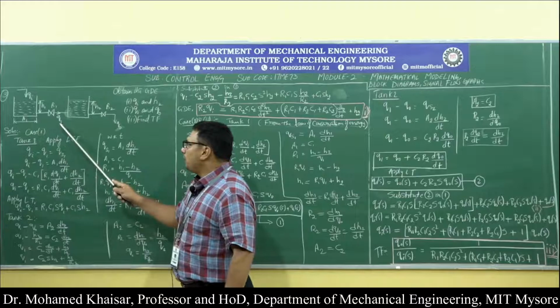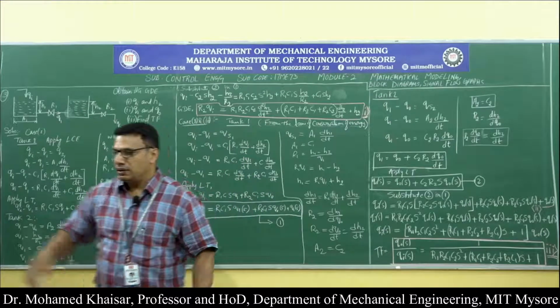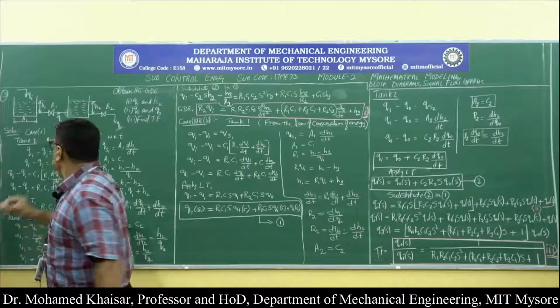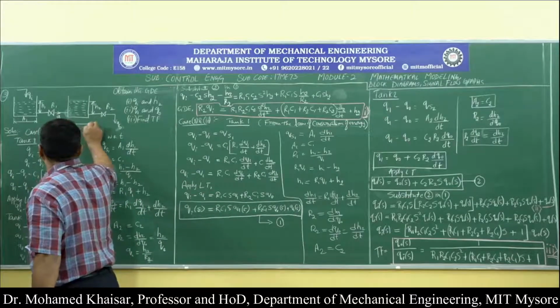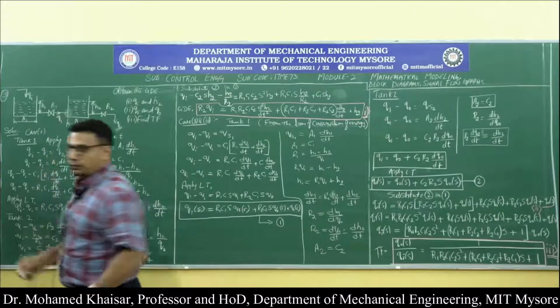Then Q1 becomes the input to tank 2, which has the surface area A2.